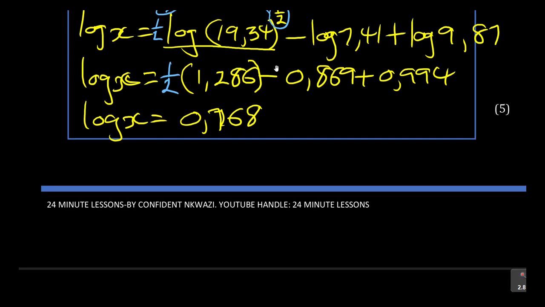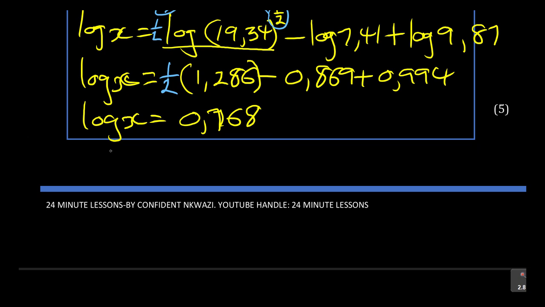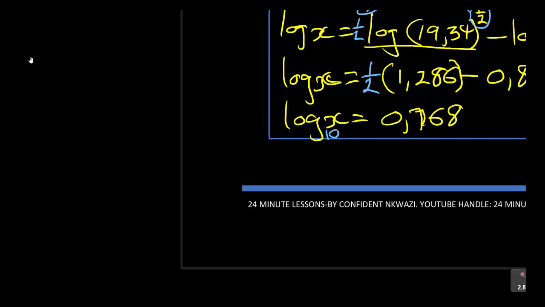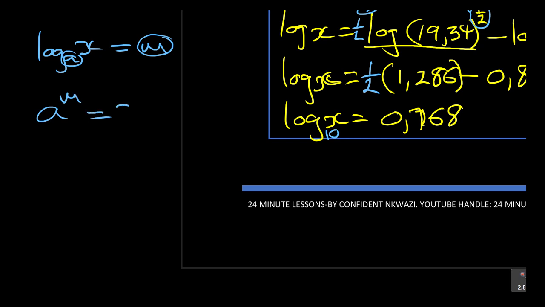What happens from here? From here, don't forget, what is the base? They say it is base what? 10. Now, you see that base 10. That's how this thing changes. If I say to you, log in base A of X is equal to M, now that base A will become A to the exponent M is equal to X. I'm going to apply it here.